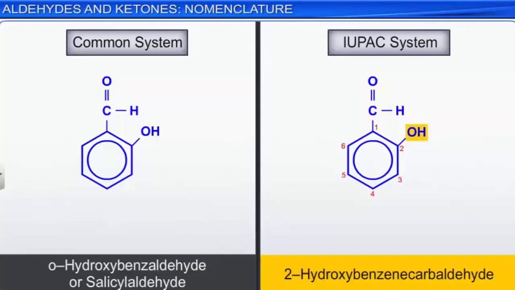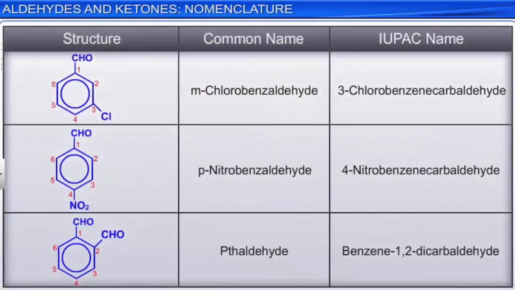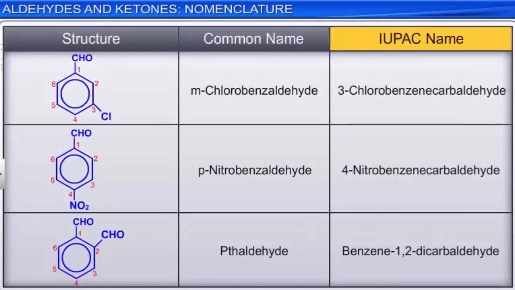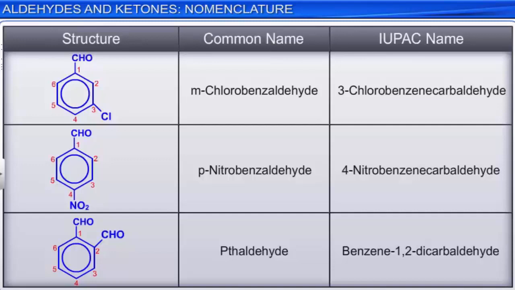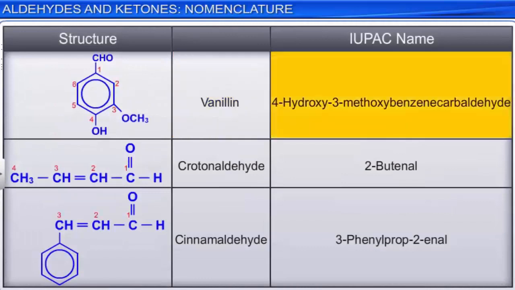Now let's look at the common names and the IUPAC names of some compounds. The common name, meta-chlorobenzaldehyde, is written as 3-chlorobenzenecarbaldehyde in the IUPAC system. Similarly, para-nitrobenzaldehyde is 4-nitrobenzenecarbaldehyde. Phthalaldehyde is benzene-1,2-dicarbaldehyde. Vanillin is 4-hydroxy-3-methoxybenzenecarbaldehyde. Crotonaldehyde is 2-butenal and cinnamaldehyde is 3-phenylpropenal.